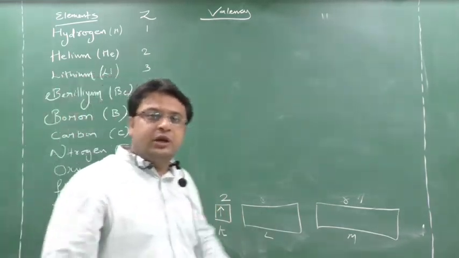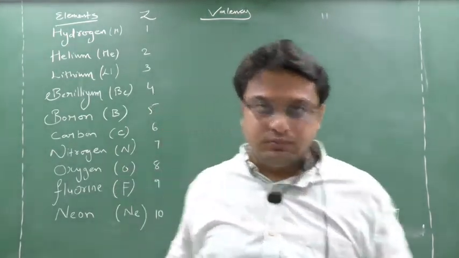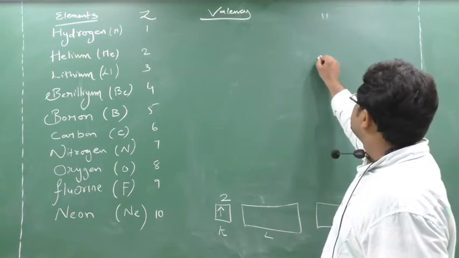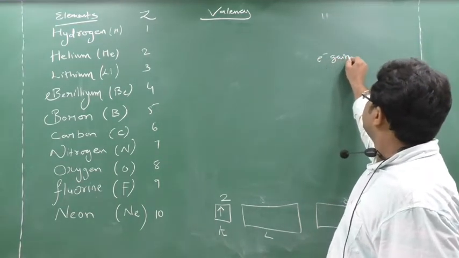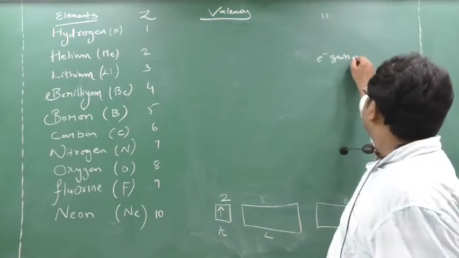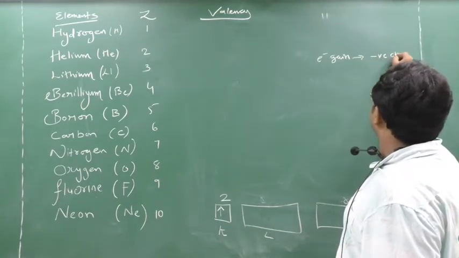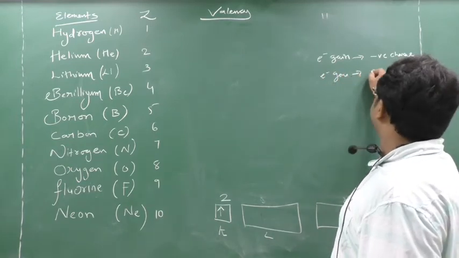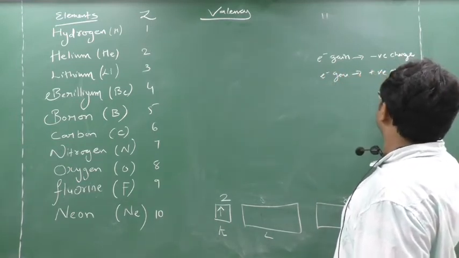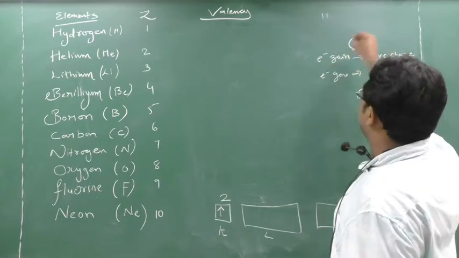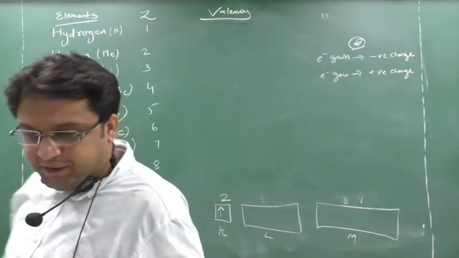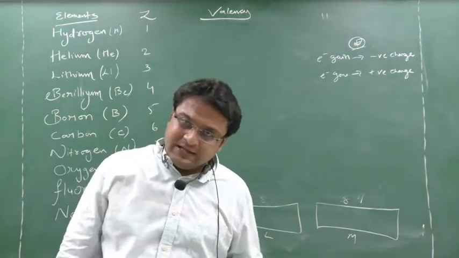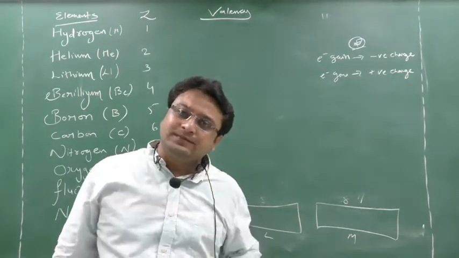Now in chemistry, there is an opposite rule. How? If any electron is coming, it will create negative charge. So electron gain, or electron coming, will create negative charge. And if an electron is gone, it will create positive charge. This is the rule of chemistry to remember, so that you can calculate the valency. If an electron is coming, which charge will it develop? Negative charge. Why, sir? See, electron is a negative particle.